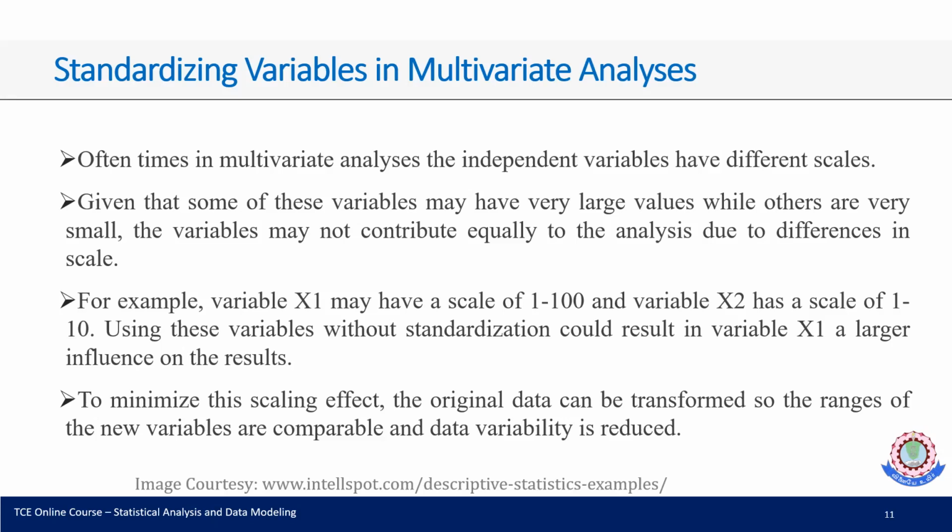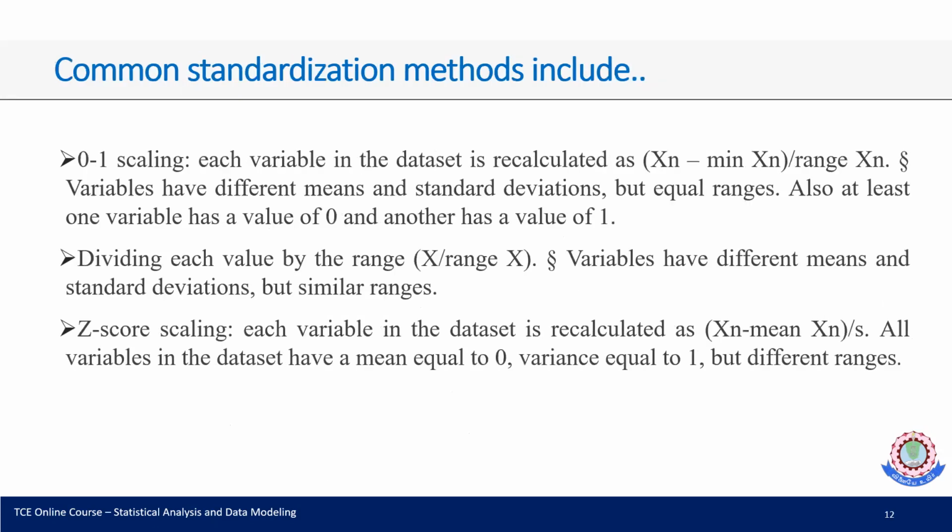So to minimize this scaling effect, the original data can be transformed so that the ranges of the new variables fit within the original sets, and data variability is reduced. Thus, if we have more than two variables, we can standardize the multivariable analysis to give more accurate results at last. Some common standardization methods are included in multivariate analysis.